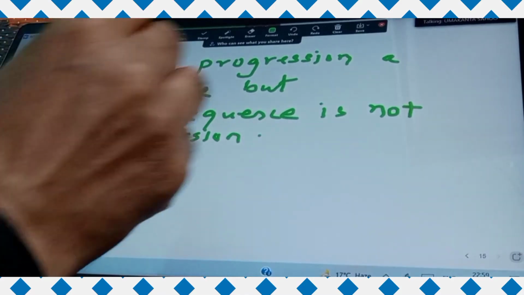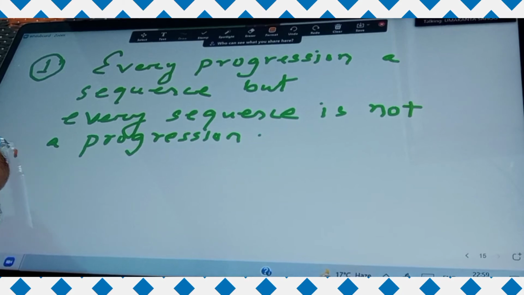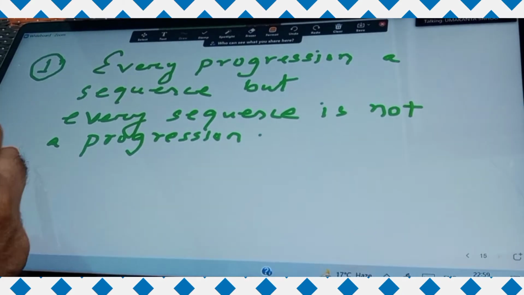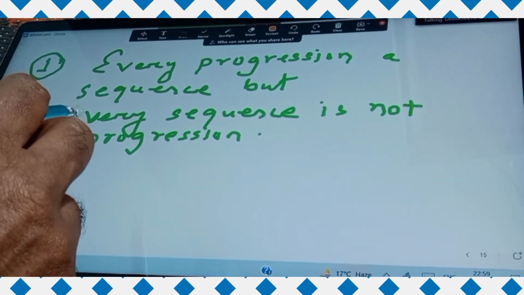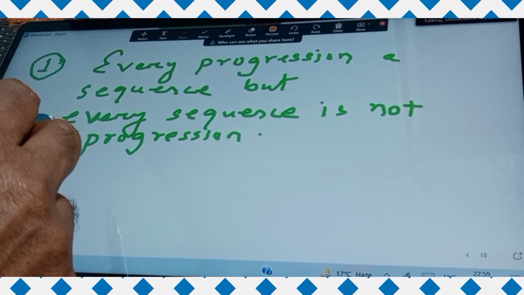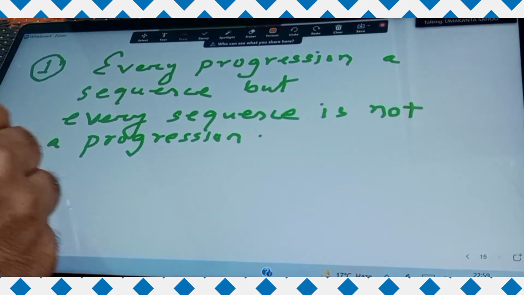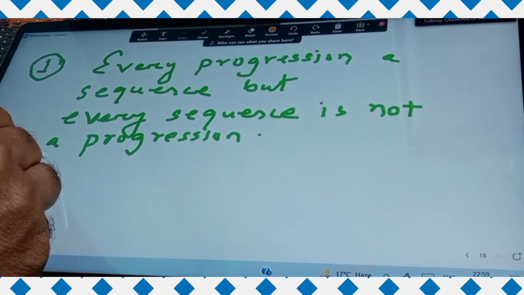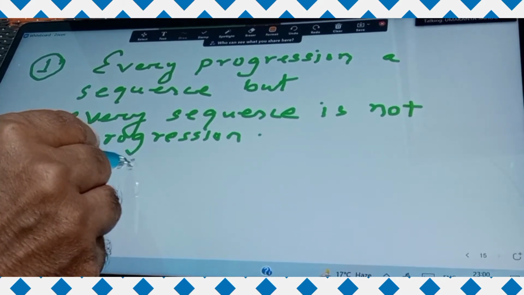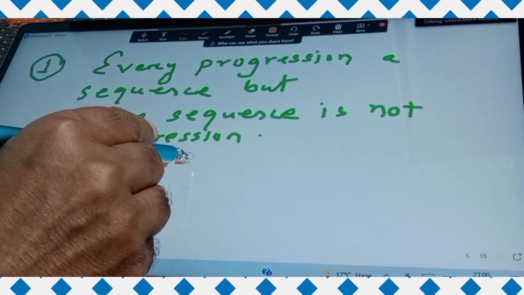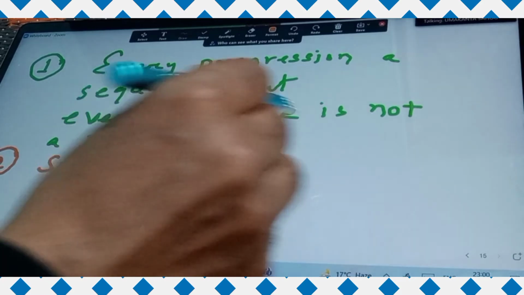And a sequence can be a progression under what condition? If every term of the sequence can be explained by a single general formula or by an explicit formula, then such a sequence is called a progression. Understand or not? So progressions are few. There are few progressions.